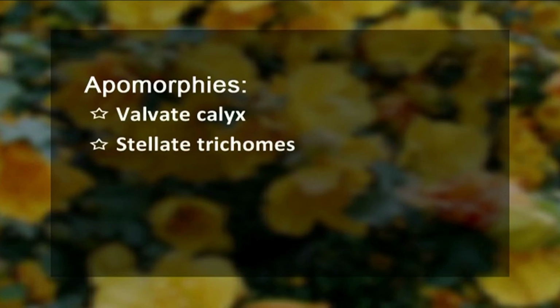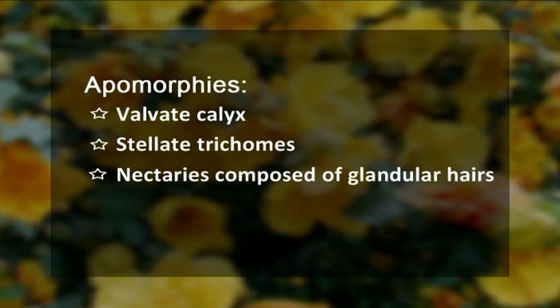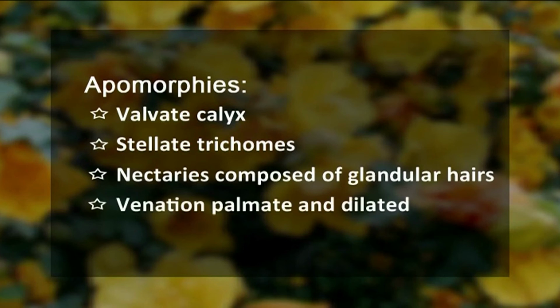The family as a whole, that means the Malvaceae sensu lato, may be united by common features called apomorphies. These common features can be, number 1, valvate calyx, satellite trichomes, and the nectaries composed of glandular hairs. And also the venation is here characteristically palmate. And also one more character which is an apomorphy within this Malvaceae is that the secondary tissue rays are dilated in shape.